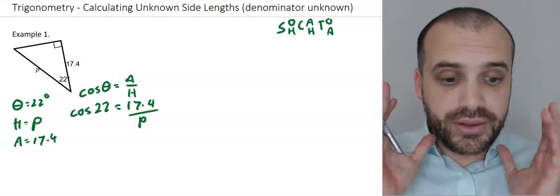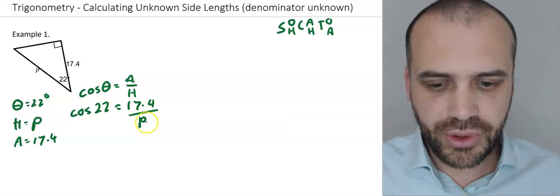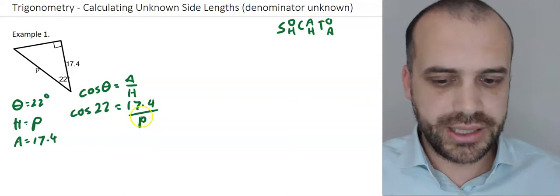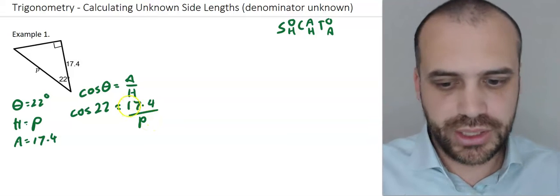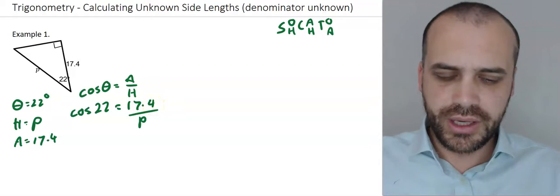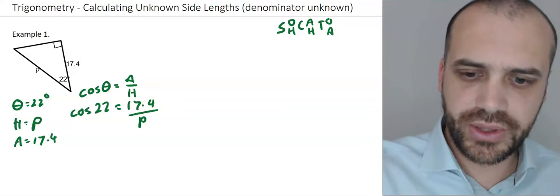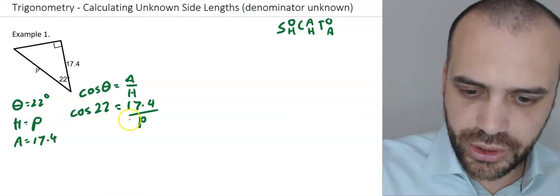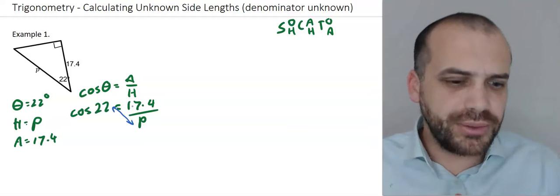Now, this is where this video is different to the previous video, because this time the thing that we don't know is our denominator. Okay, previously we didn't know the numerator. So how do we deal with this? Well, the easiest way to think of it is that we're doing a kind of swap. Now that's not really what's happening.